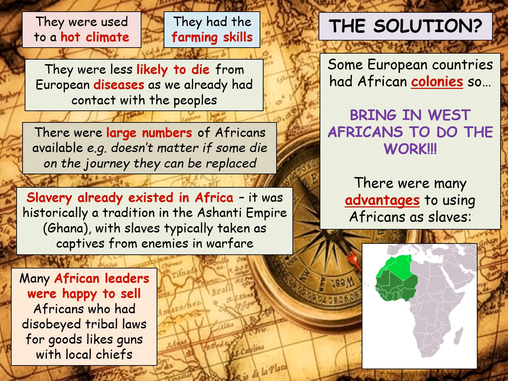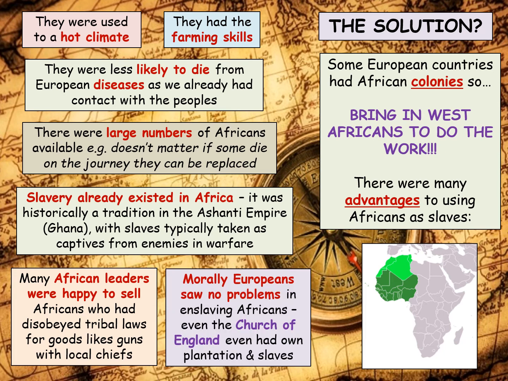So many African leaders were happy to sell these Africans who had disobeyed tribal laws for goods like guns and things like that, and that meant they could fight more wars to get more slaves to trade for more weapons and more guns, and it becomes a kind of bad cycle for Africa at this point in time.